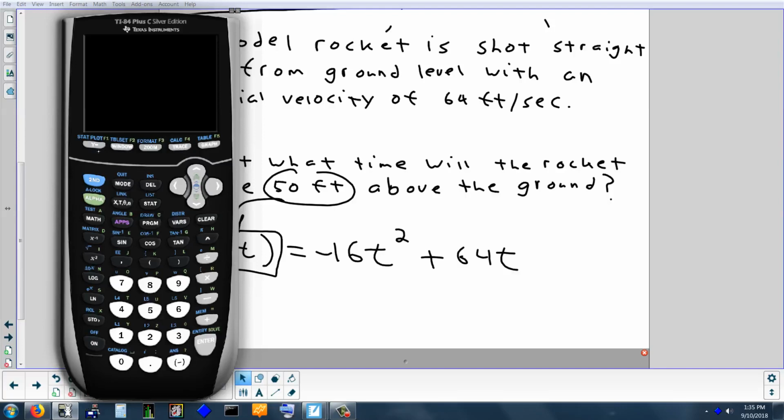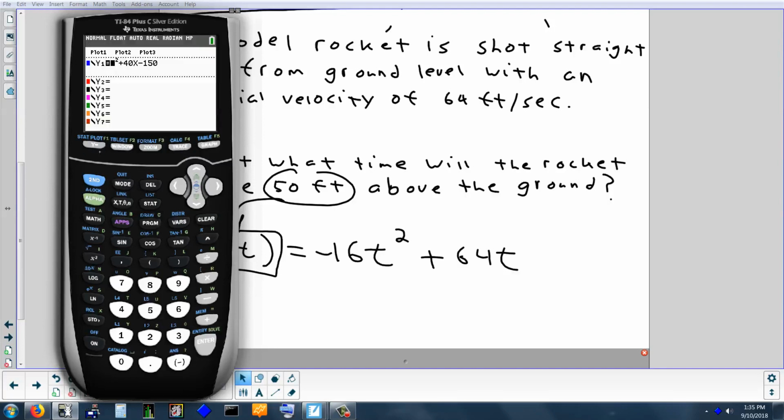Remember, for the variable in the calculator, you always have to use x. So let's put in a line at 50. Negative 16x squared plus 64x. Now, I don't know how high the rocket's going to go, so I'm going to guess it doesn't go over 90 feet. If it goes higher than that, I'll have to adjust it. But let's just set our Ymax at 90 feet.